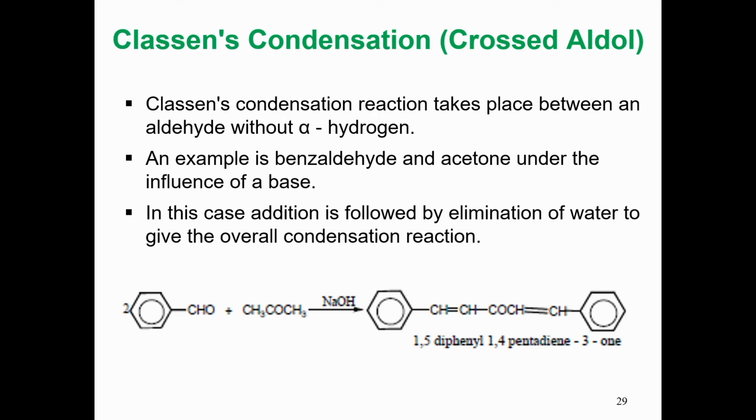Next is cross aldol, which is called Claisen condensation. Cross condensation reaction takes place between an aldehyde without alpha hydrogen and one with alpha hydrogen. An example is benzaldehyde and acetone. Benzaldehyde does not have alpha hydrogen and acetone has alpha hydrogen. In a reaction, if they give you a reactant and ask which of these will undergo what, whenever you're seeing two carbonyl compounds with alpha hydrogen, they are undergoing aldol. But when you're seeing compounds where one has alpha hydrogen and one does not, it is cross aldol.